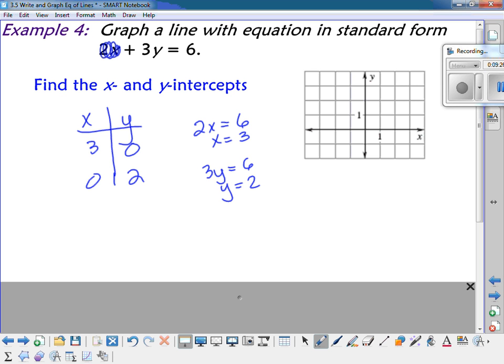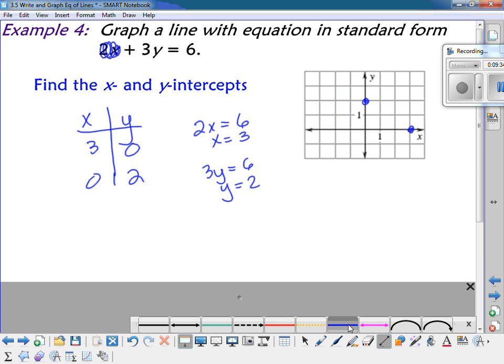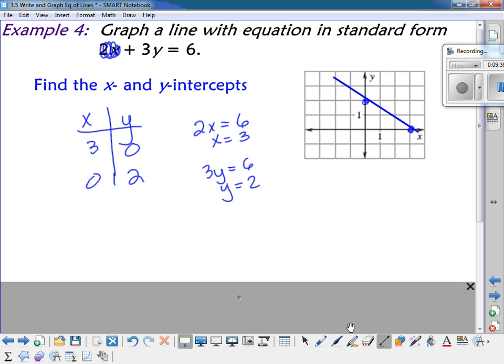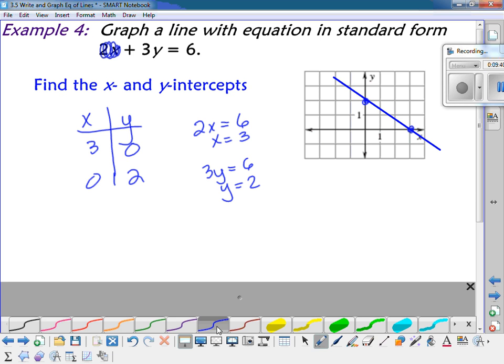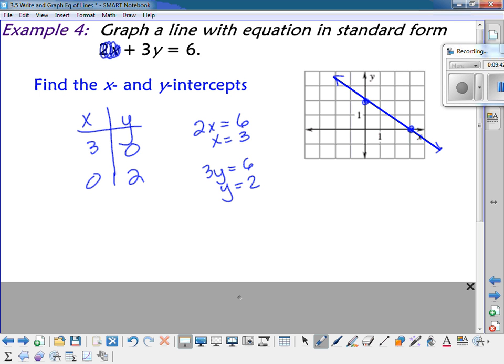So now you have 2 points on that line that you can just plot. I go to the point (3, 0) and (0, 2), and then just draw a line between them. And that would be the graph of the line using the x and y intercepts.